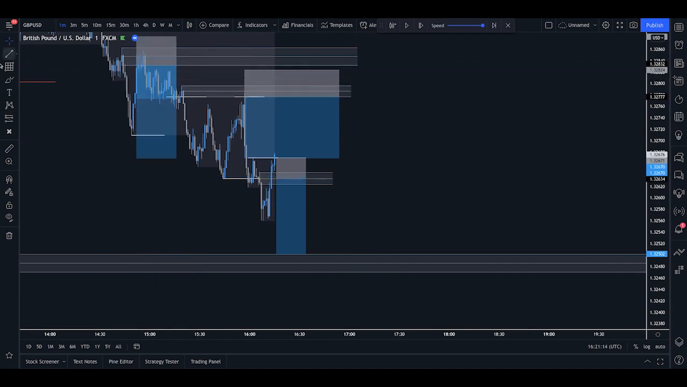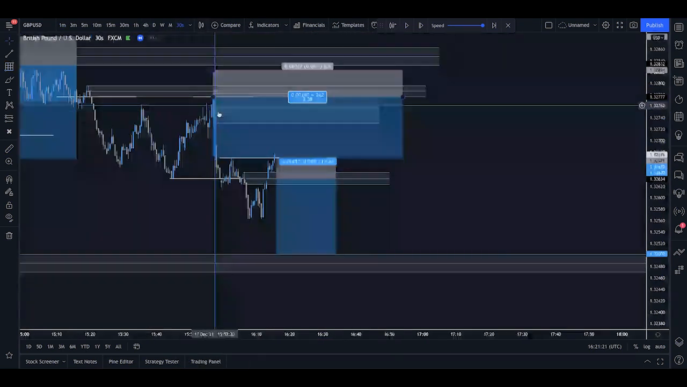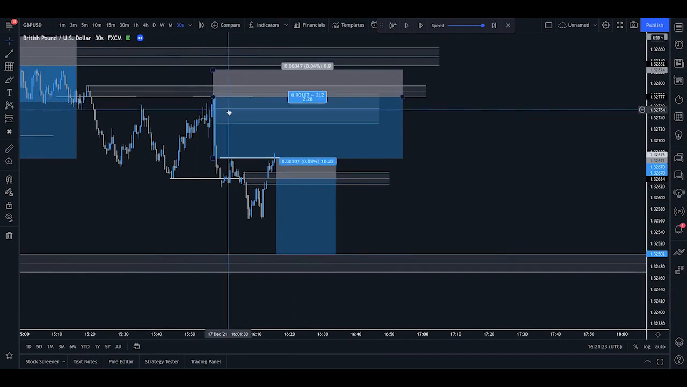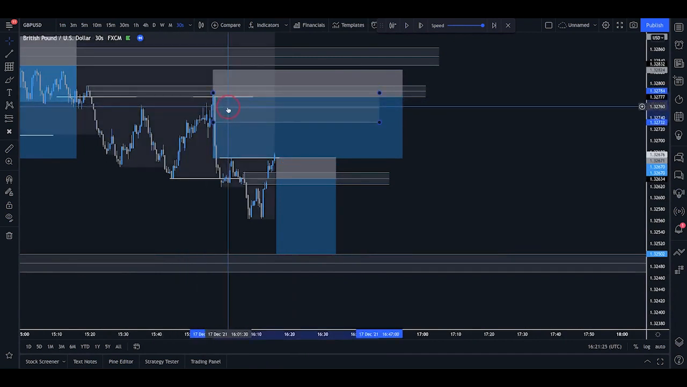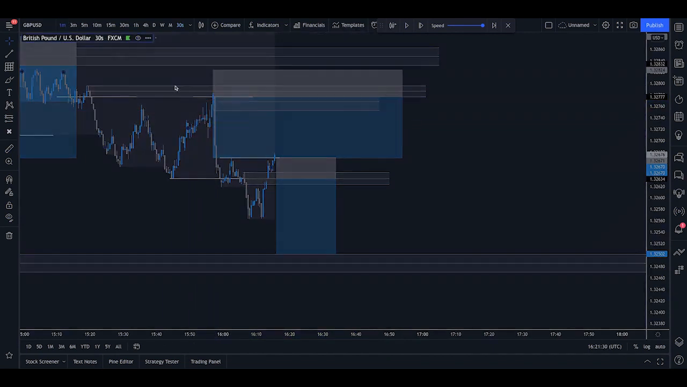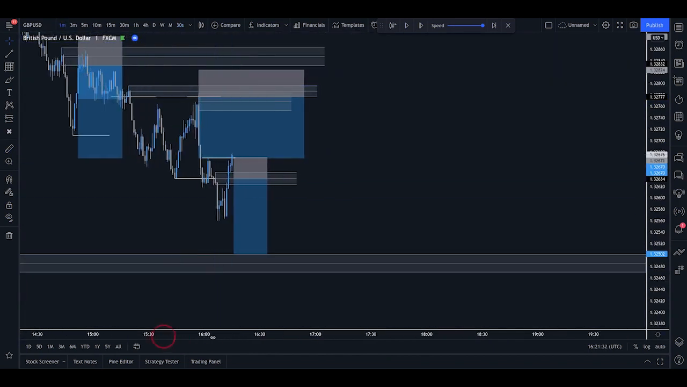What we could actually do here is look to scale back in when we approach this supply point. Now this is an area I would potentially begin considering shifting over to the 30-second and seeing what that is telling us. 30-second here shows me a zone like this. This is something you don't have to do, but if you can do it, it can be beneficial. And the 30-second would give us an area like that.